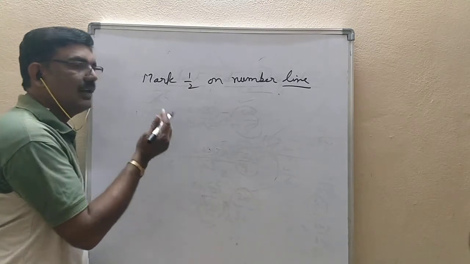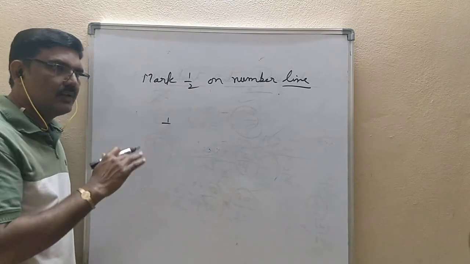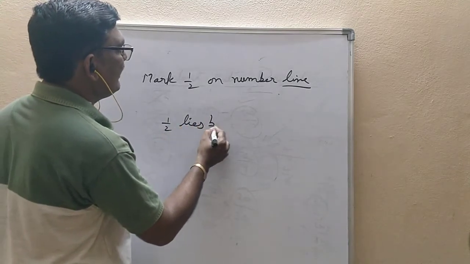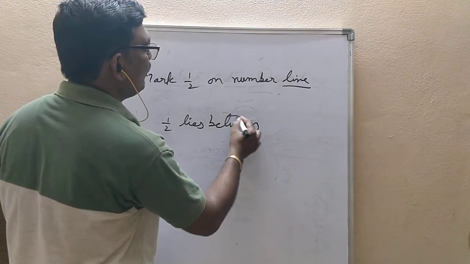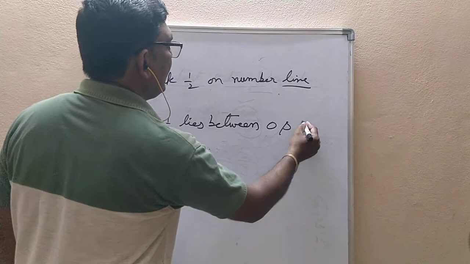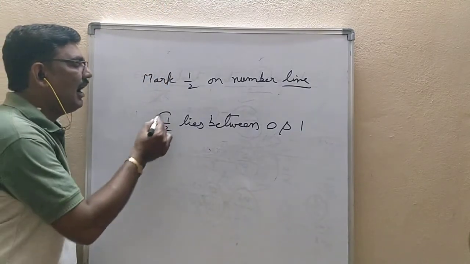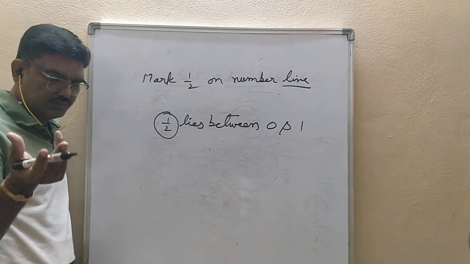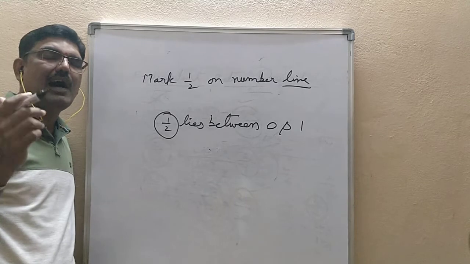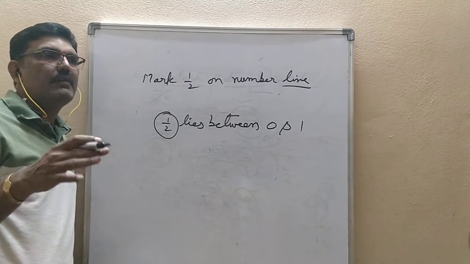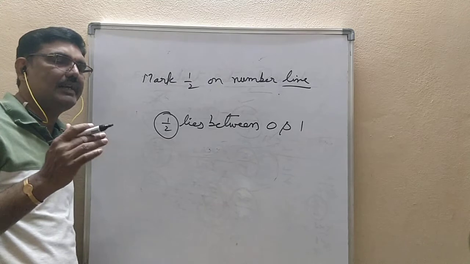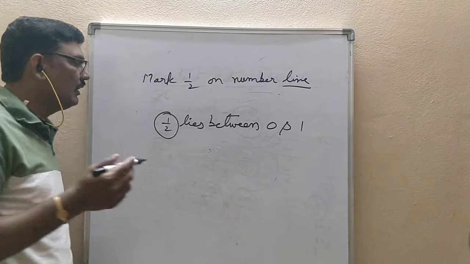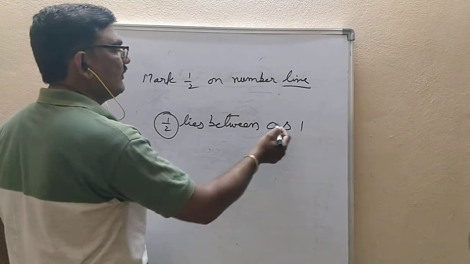Half is less than 1 and greater than 0. So we have to write that 1 by 2 lies between 0 and 1. Half of the portion, half of the chocolates which you have. Half means whatever you have in that half. Means half is less than full. Half is less than full. Now half, 1 by 2, lies between 0 and 1.